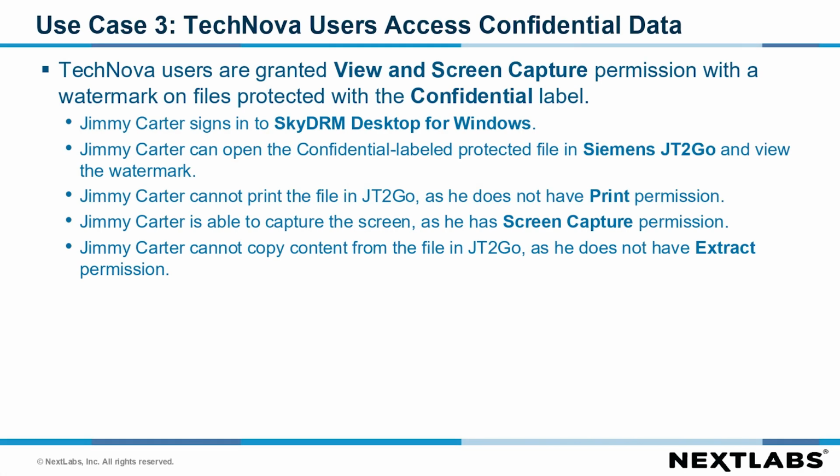Use case 3: TechNova users are granted view and screen capture permission with a watermark on files protected with the confidential label. In this use case, I will demonstrate the following. Jimmy Carter signs into SkyDRM desktop for Windows. Jimmy Carter can open the confidential labeled protected file in Siemens JT2GO, and view the file with a watermark. Jimmy Carter cannot print the file in JT2GO, because he does not have print permission. Jimmy Carter is able to capture the screen, because he has screen capture permission. Jimmy Carter cannot copy content from the file in JT2GO, because he does not have extract permission.